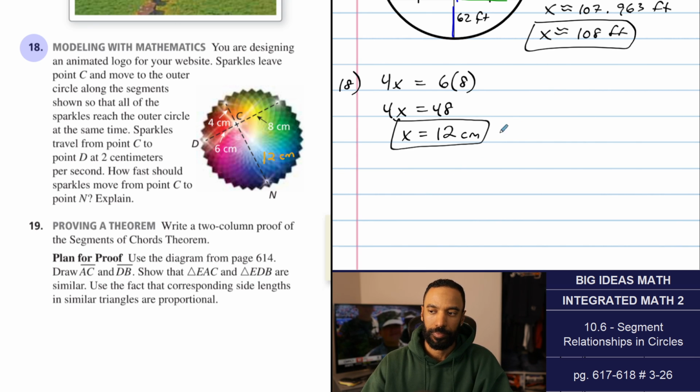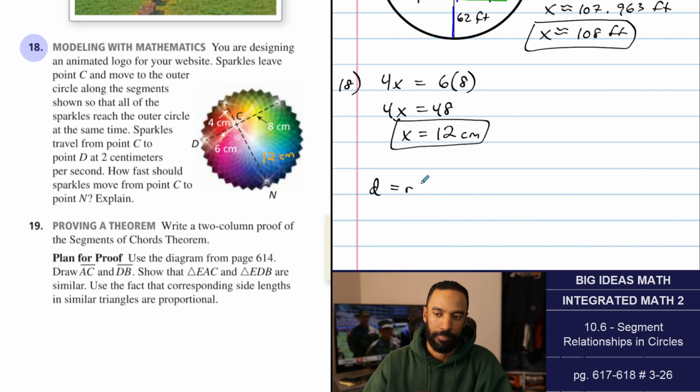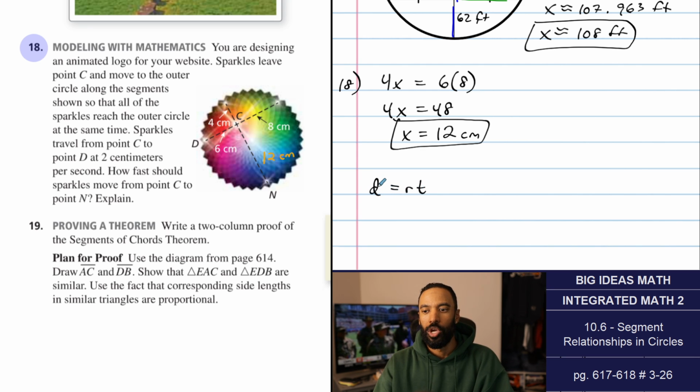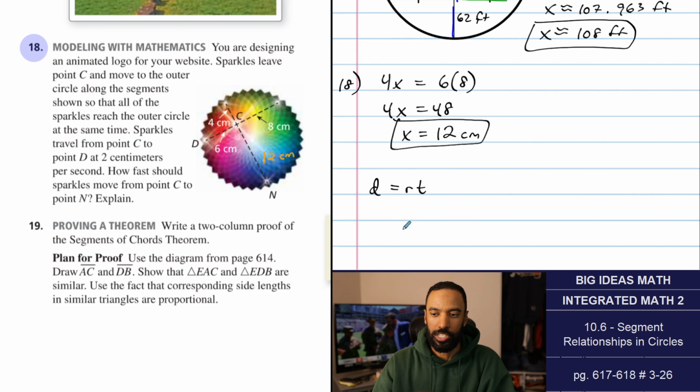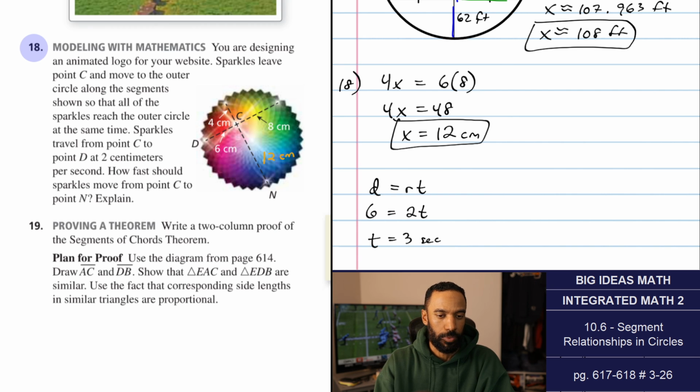Now, if you want to answer this a little bit differently, distance equals rate times time. We know the distance on this one: it needs to travel 6 centimeters at 2 centimeters per second. How much time will that take? Divide by 2, you get a time of 3 seconds. That means these other ones need to take 3 seconds. That means from C to N, it needs to take 3 seconds.